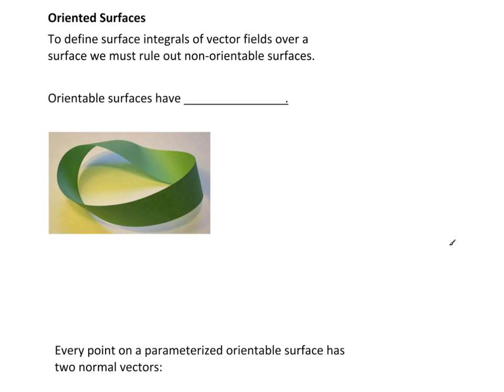In order to define surface integrals of vector fields over a specific surface, we've got to rule out the idea of non-orientable surfaces. Now, an orientable surface has two sides to it. And that may seem like a duh, but in reality, we need to rule out stuff like this Möbius strip. This Möbius strip actually has one side.